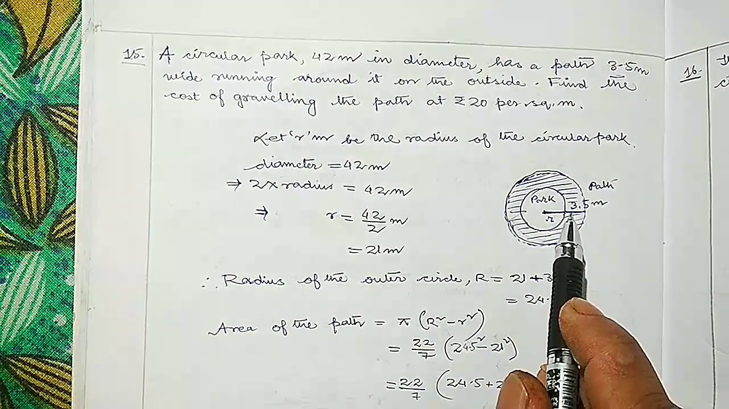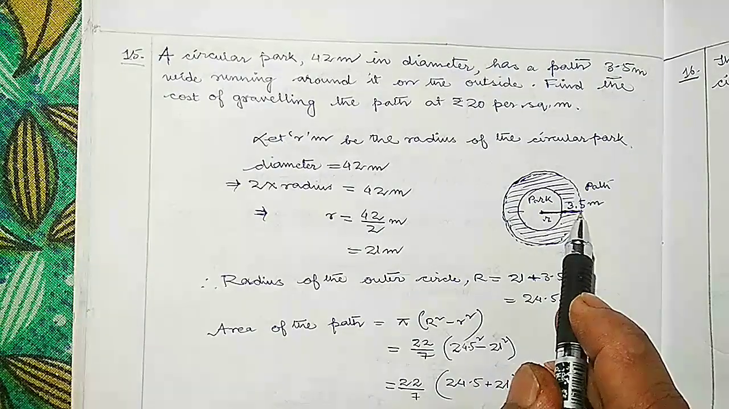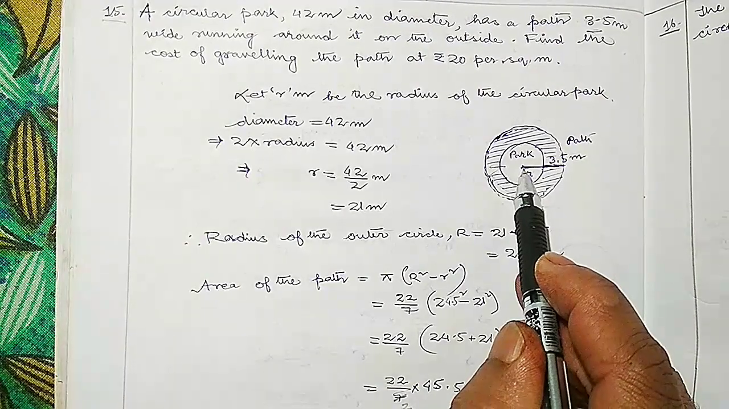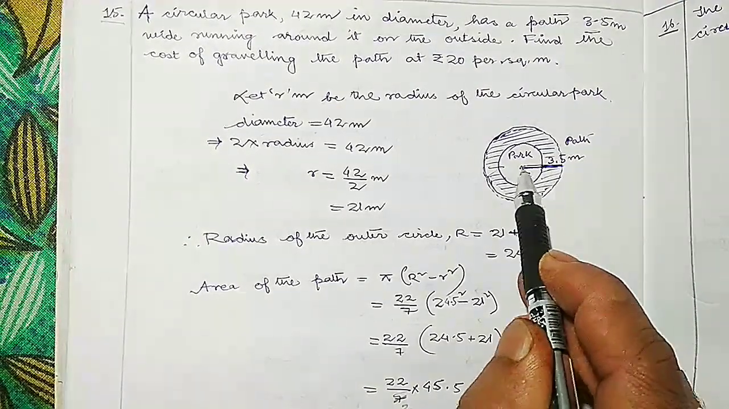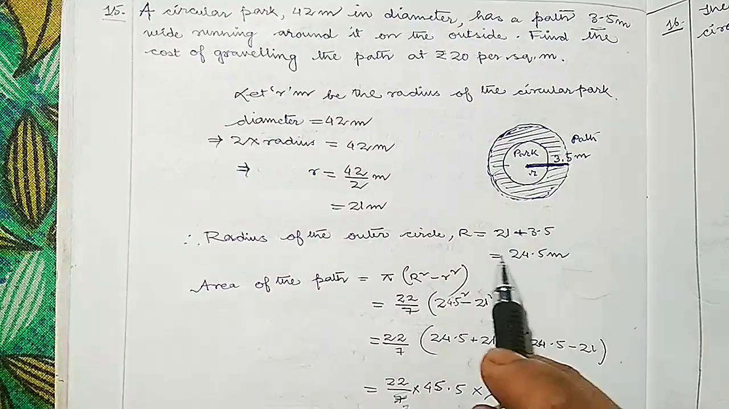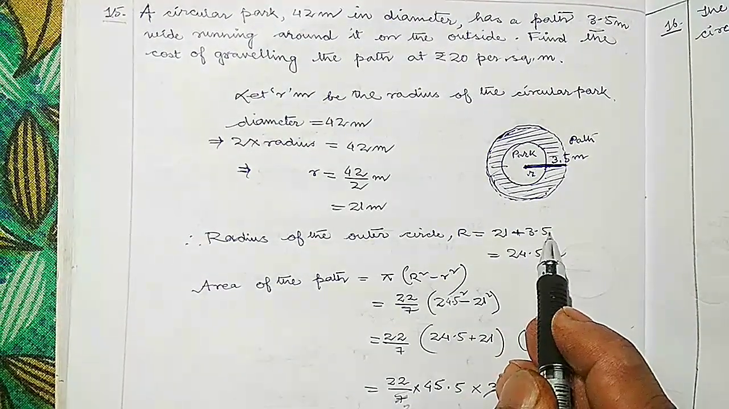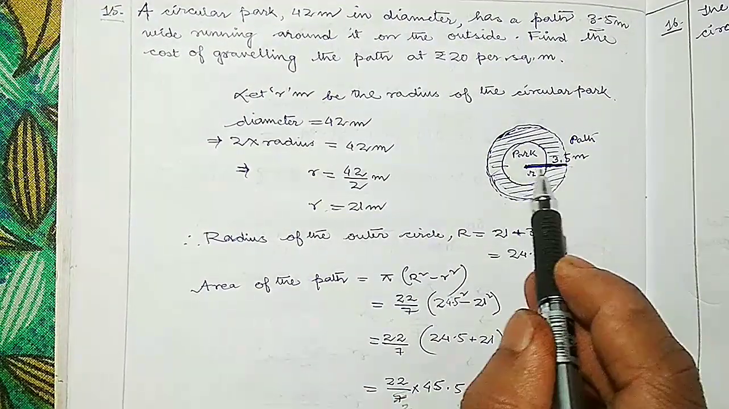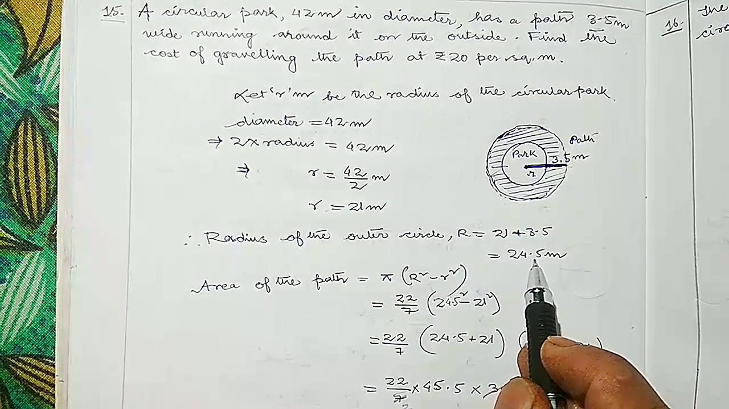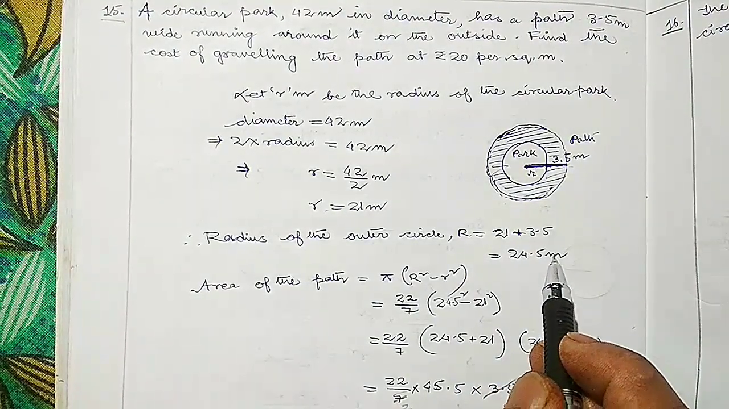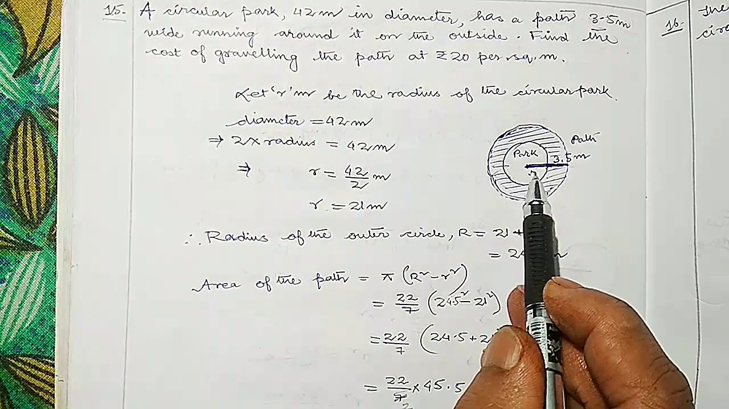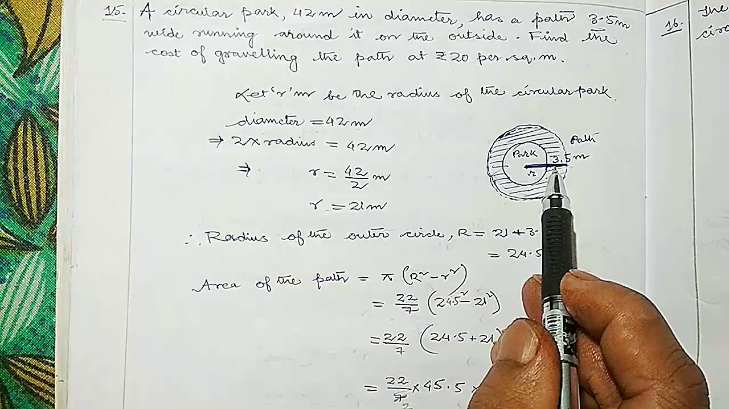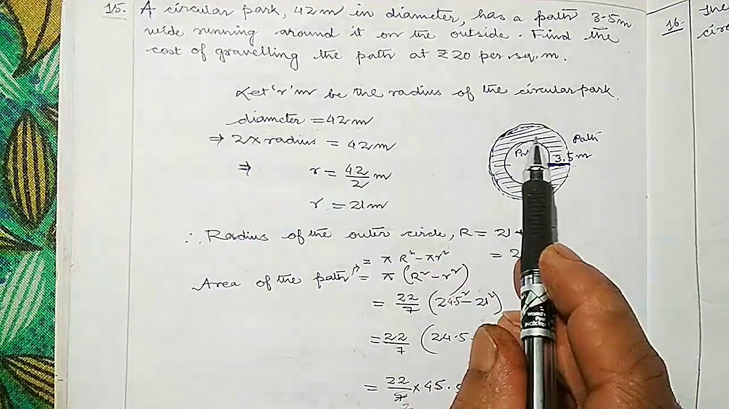Now as given in the question, the width of the path is 3.5 meter. Therefore radius of the outer circle means from here till this much, this length will be smaller plus 3.5. So it will be 21 plus 3.5, as we got smaller equals to 21 meter. So outer radius will be 21 plus 3.5, that is 24.5 meter. Clear? So here inner radius is 21 meter and outer radius is 21 plus 3.5, that is 24.5 meter. We have to find the area of the path.